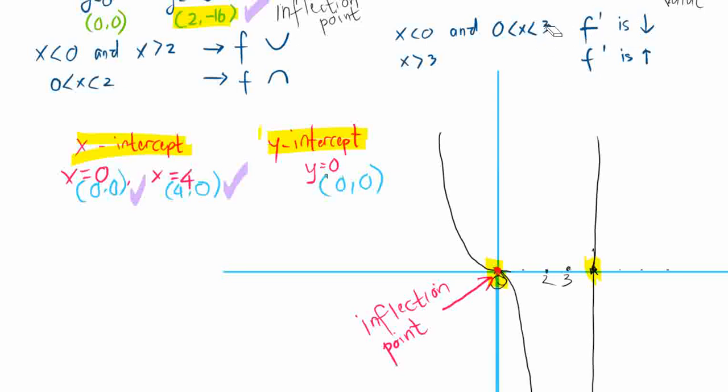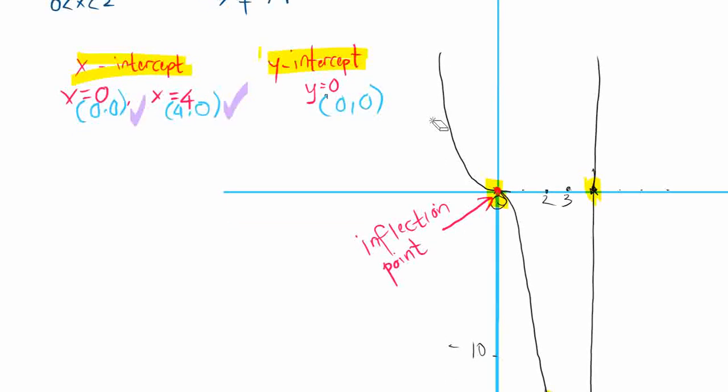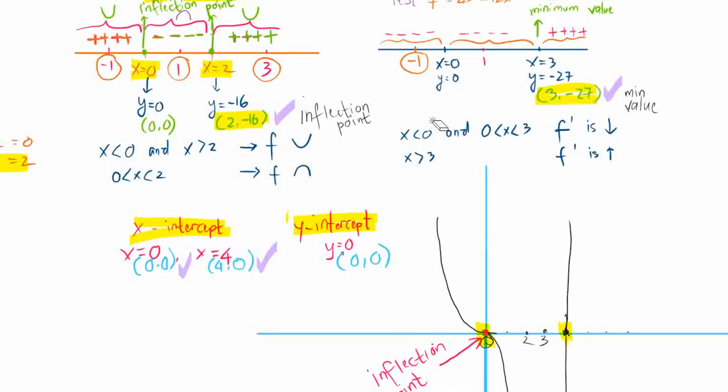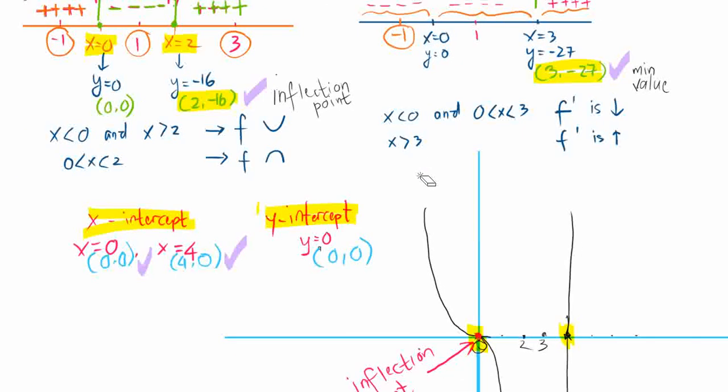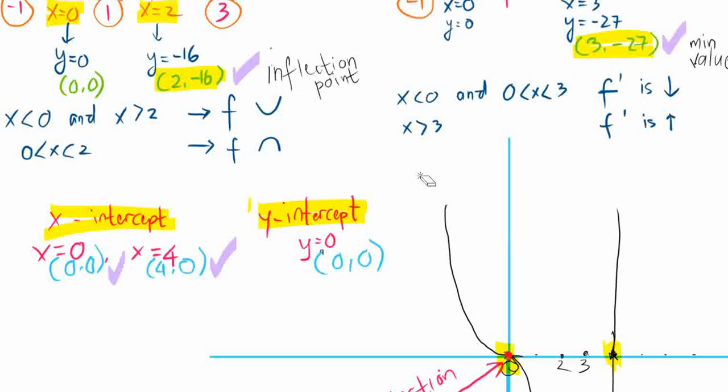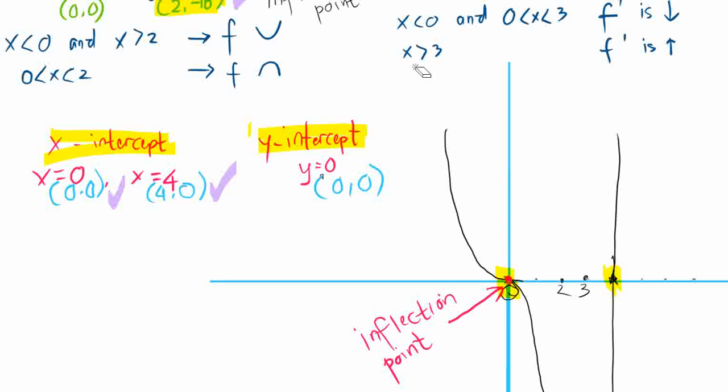From the first derivative, it says that for x smaller than 0 and x ranging from 0 to 3, the graph is declining. So we have to draw the graph declining like this until 3. Then after that, the graph is increasing, for x greater than 3. So our graph is here. This is 3.